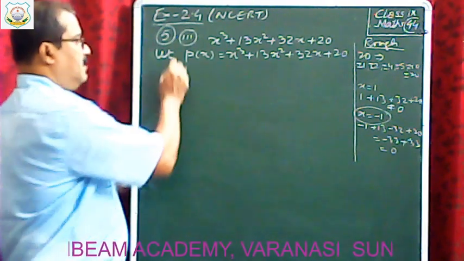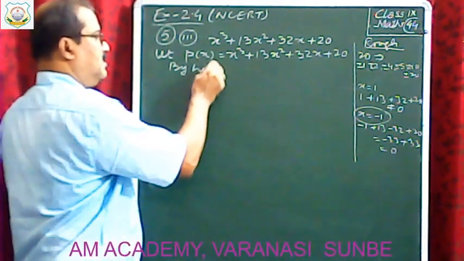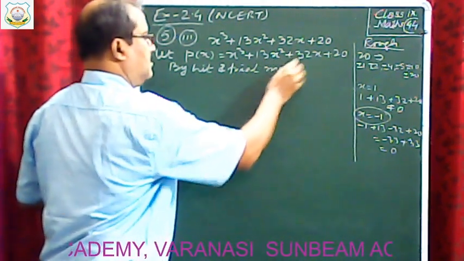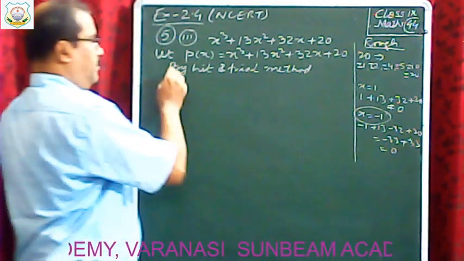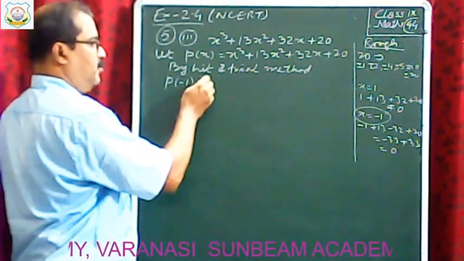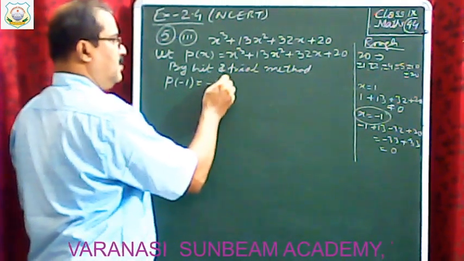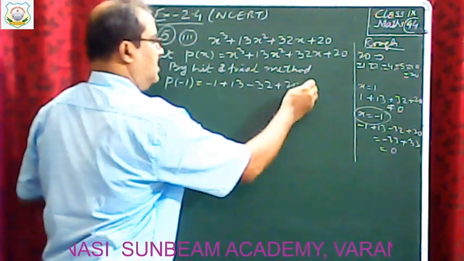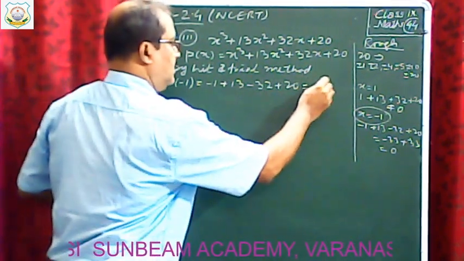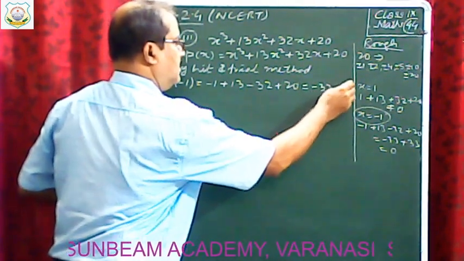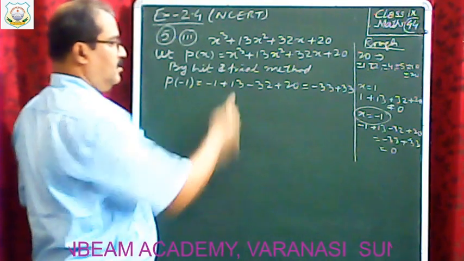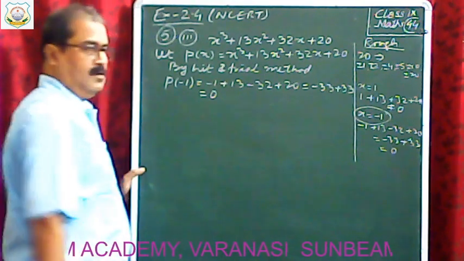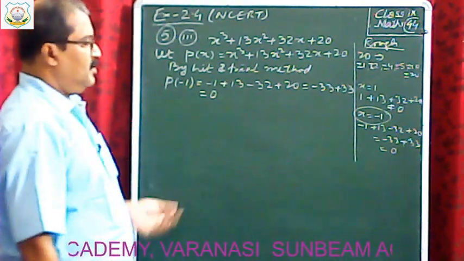So finally you have to write, by hit and trial method, P(x): in place of x we put minus 1, then we get minus 1 plus 13 minus 32 plus 20, that is equal to minus 33 plus 33. 13 plus 20 is 33, minus 32 minus 1 is minus 33, that is equal to 0. Clear? Thereafter you have to use the factor theorem.